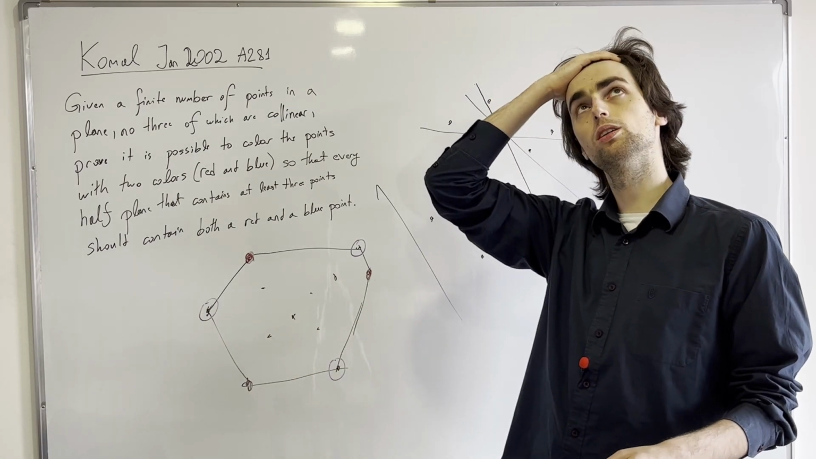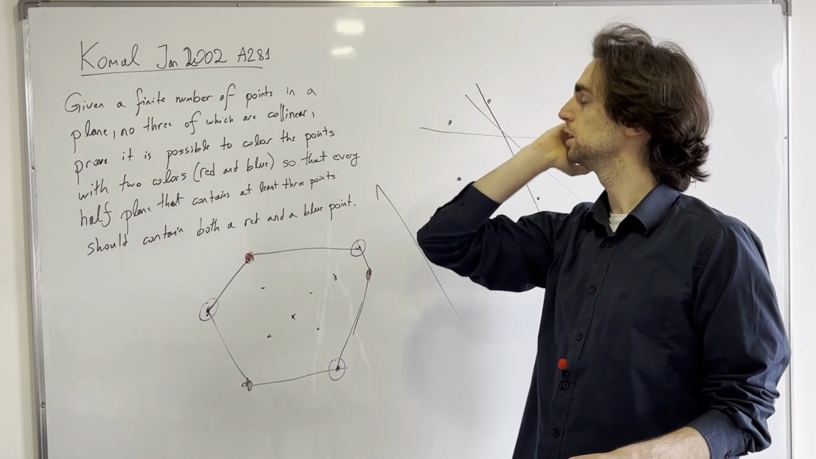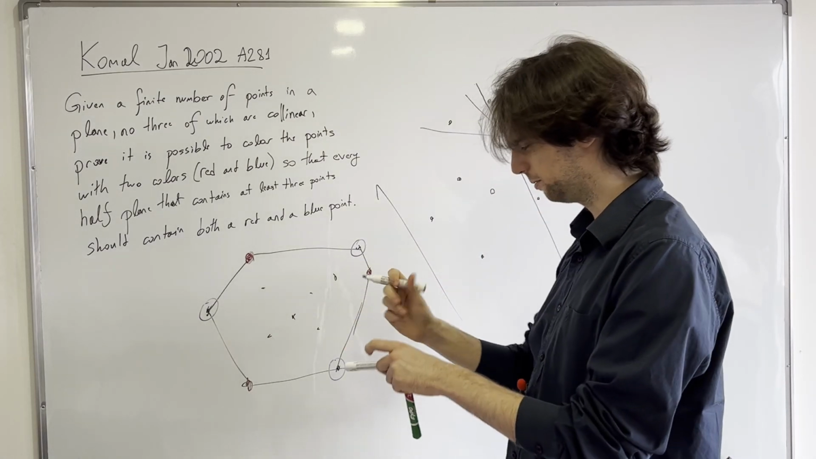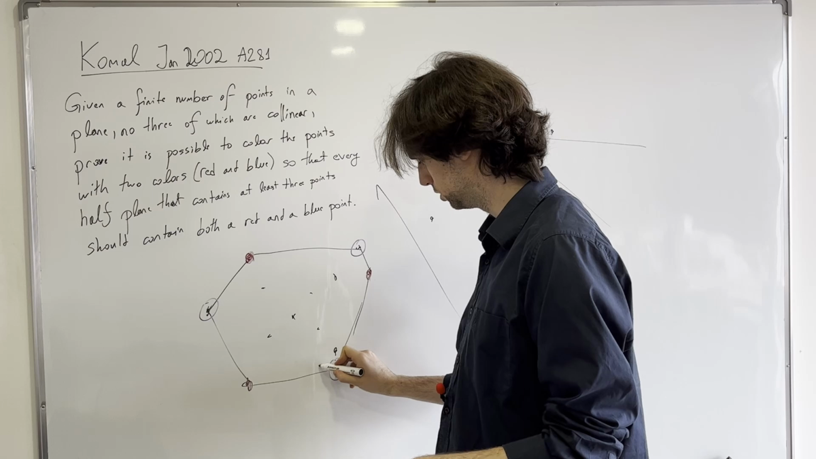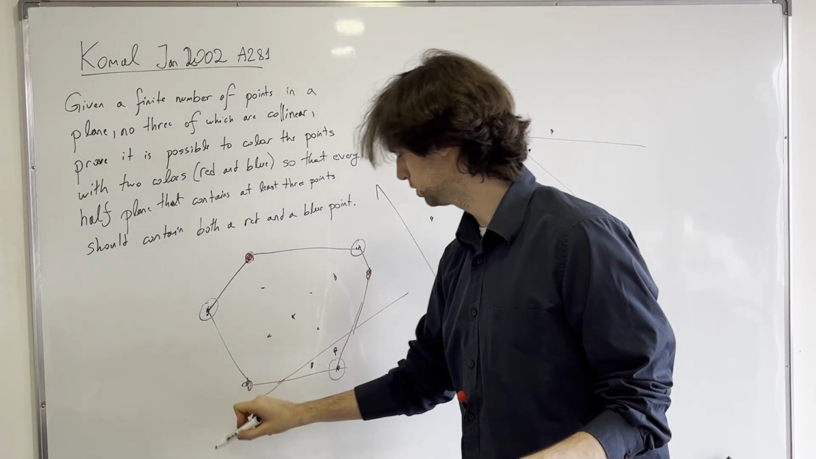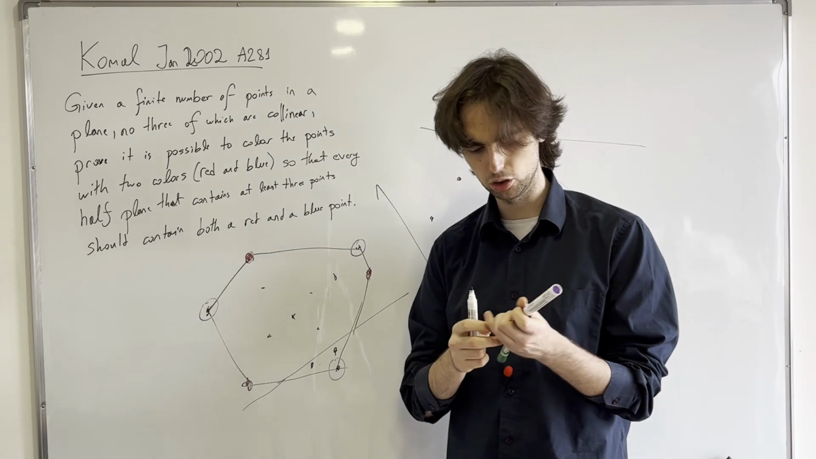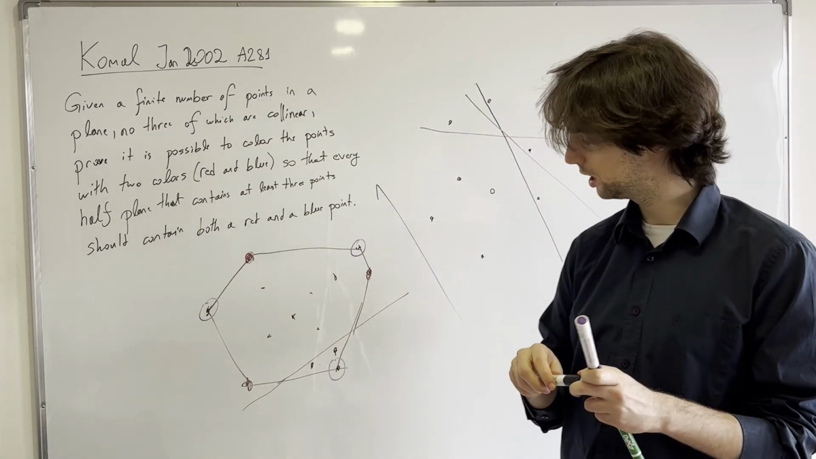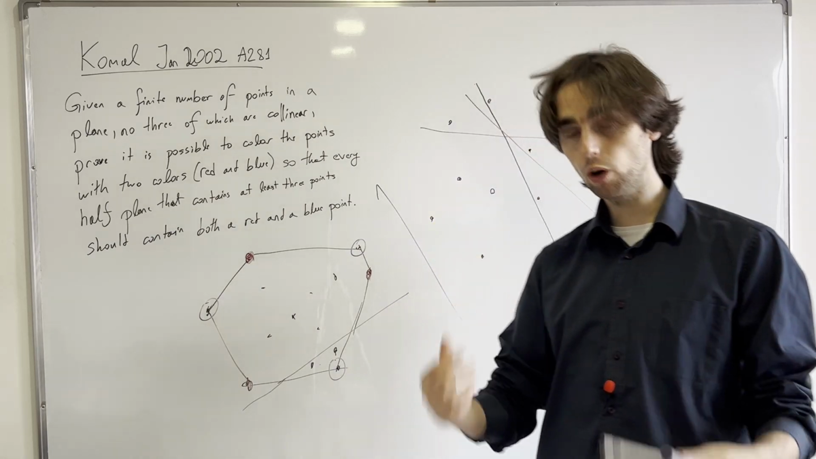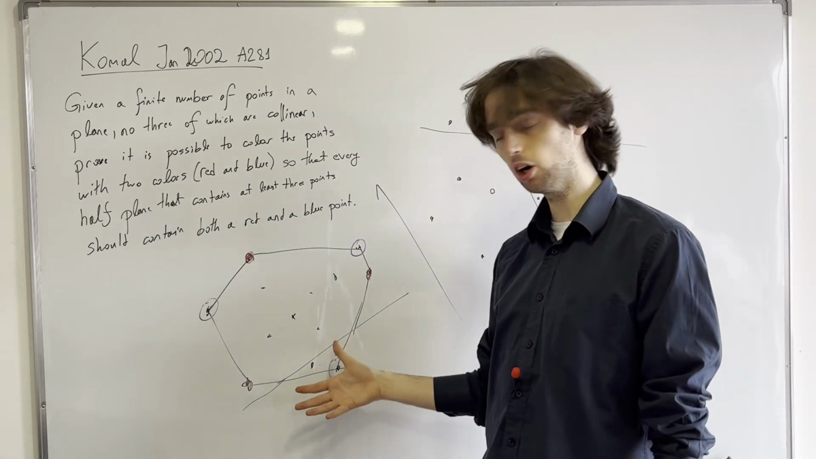Or actually, no, that's not necessarily the case. Now that I think about it, I could have points here, say 2 points here, and I could draw this line. So I can't have a guarantee that there are 2 points on the convex hull, but I can pretty much guarantee there's going to be at least 1 point on the convex hull.